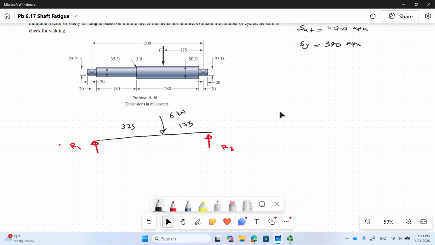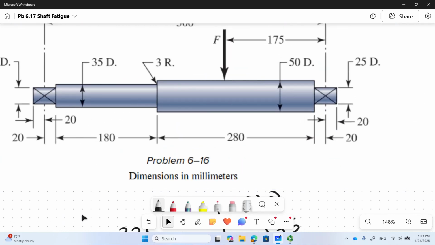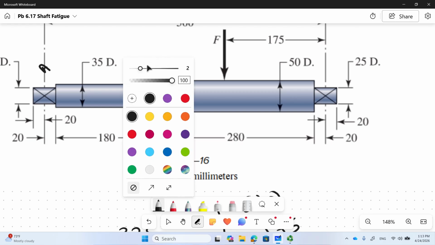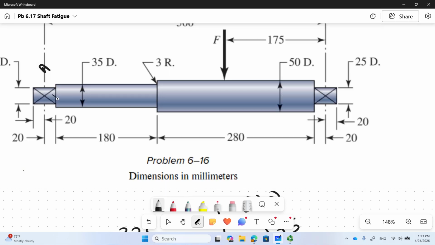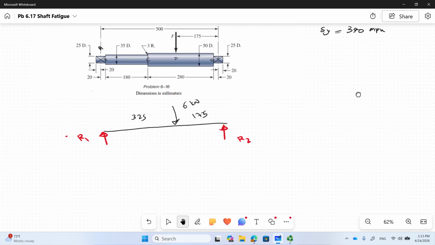Alright, so we found that. But before moving on, we need to label those important points here. So the one important point is point A, where the left bearing is. Then the first shoulder, this point B. Then I have another shoulder here. This is the point of action of our force. Another shoulder here. And then the right bearing, point F. Alright, with that we can do the shear force and bending moment diagram.